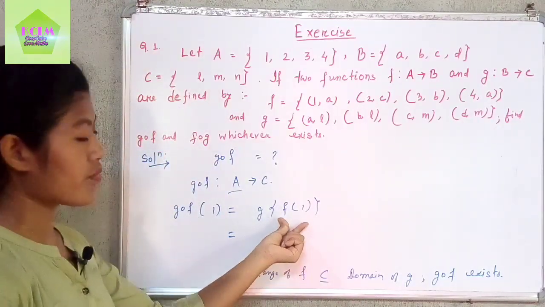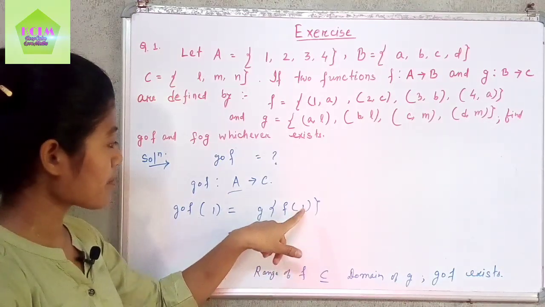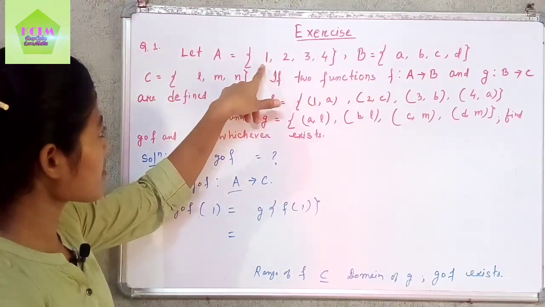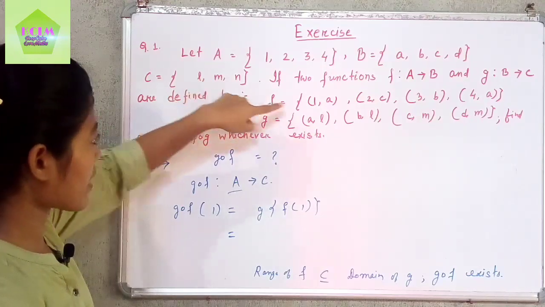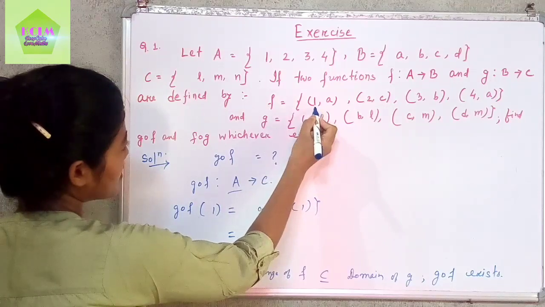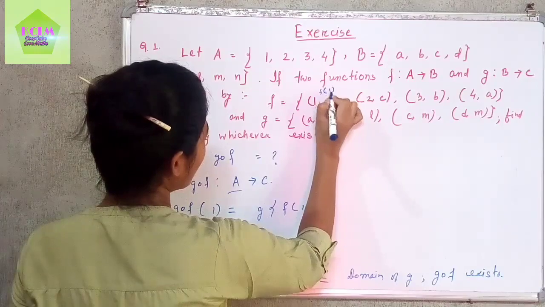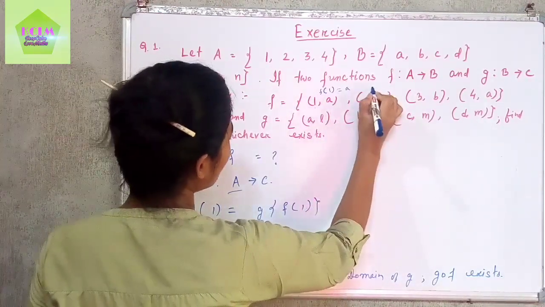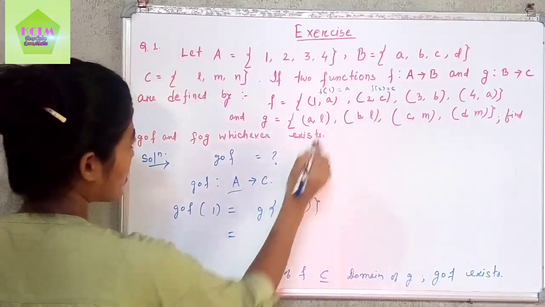Now what is f(1)? f(1) is nothing but the image of the element 1 in the set A. What is the image of this element 1? Now we have given the function f as the ordered pair (1,a), that means 1 has the image a, or we can say f(1) = a. Similarly, f(2) = c.